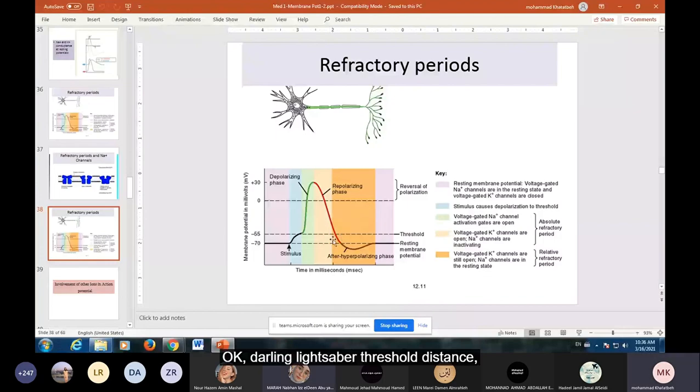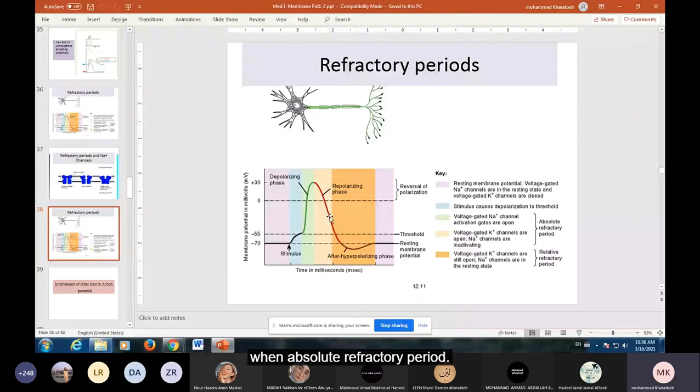Okay. And you have applied a sub-threshold stimulus. But if you have applied a supra-threshold and very strong stimulus, and that happens in the lab only, you can cause these channels which are closed and not capable of opening to reopen again.